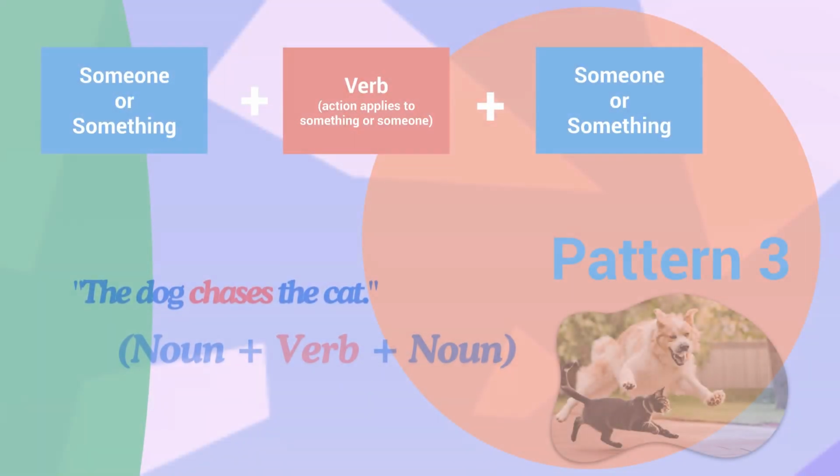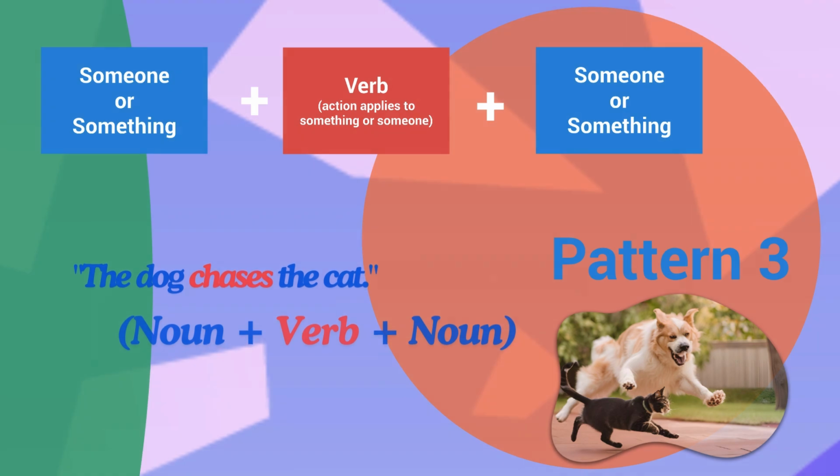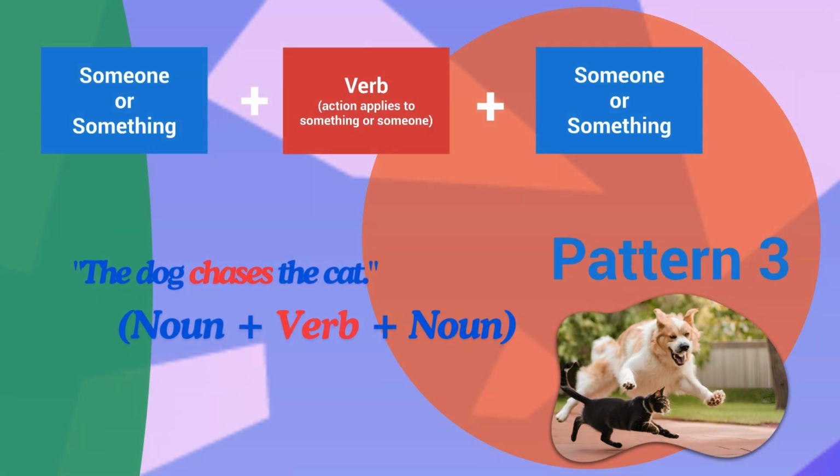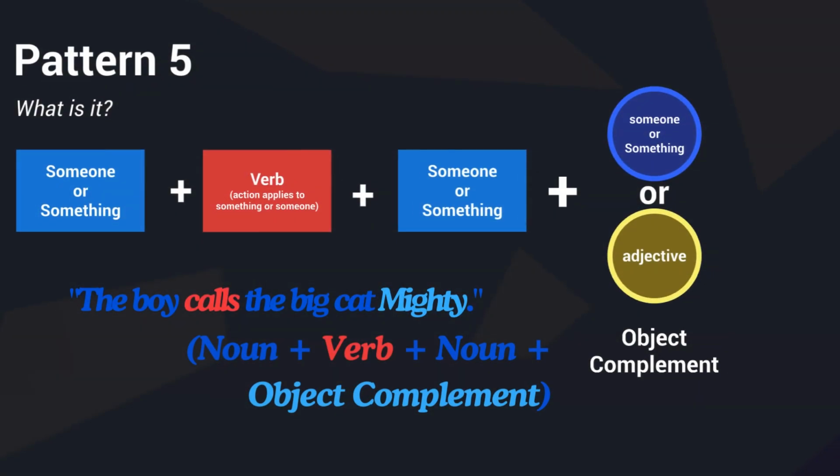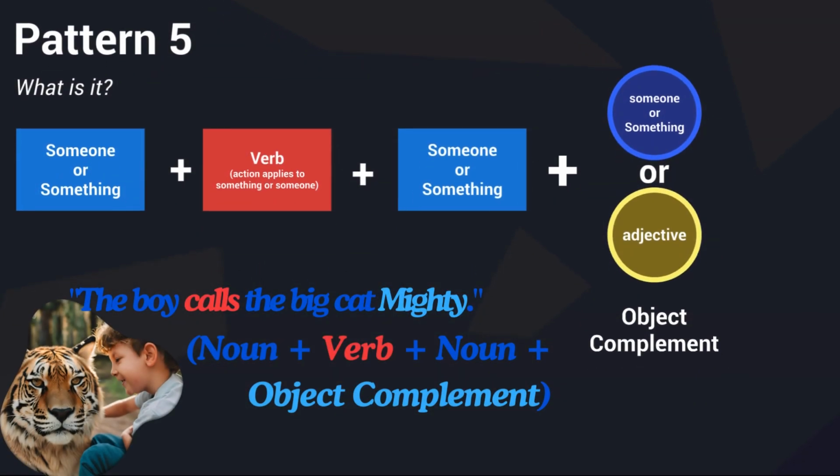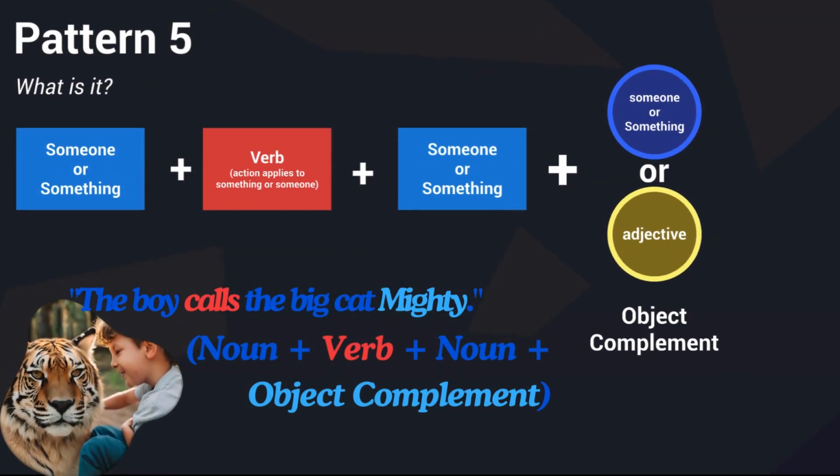Pattern number 3 is blue, red, and blue. For example, the dog chases the cat. Noun plus verb plus noun. Pattern number 5 is blue, red, blue with a border blue or a border yellow at the end. For example, the boy calls the big cat mighty. Noun plus verb plus noun plus object complement.